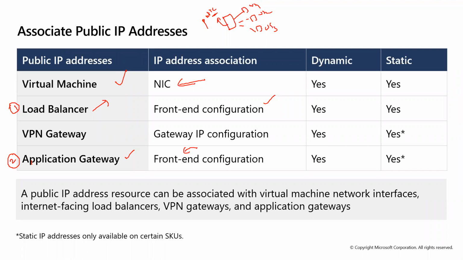Another scenario. So virtual machines, Azure load balancer, which is a load balancing solution, and application gateway, another load balancing solution. In case these are internet facing, they require what? Public IP addresses.